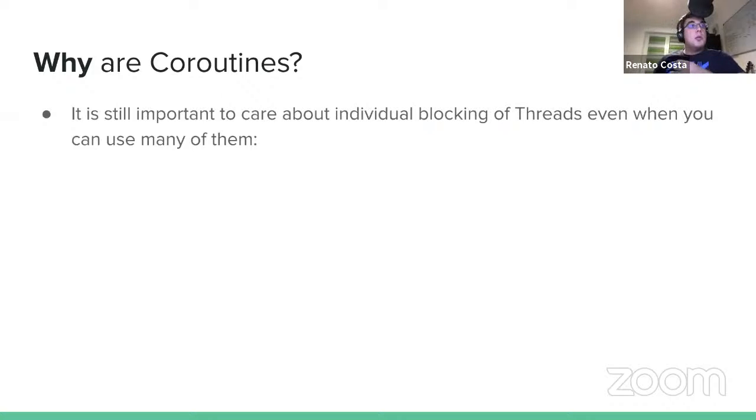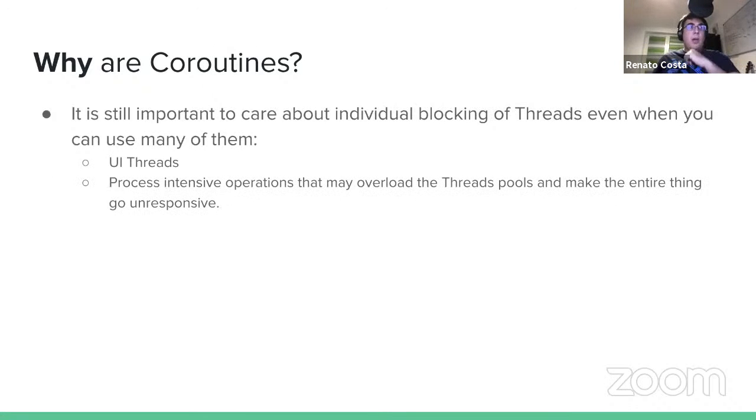Nowadays, it's very important to care about blocking of individual threads. So think with me, if we have an application, the application has so many threads, there's only so many resources you can use. You have to think before you stop something to wait for a response on that thread. And this has been a classic problem in our field for a long time. You have, for instance, UI threads when you're doing Android. You can't update the UI if you're not on the proper thread. You have process-intensive operations that can overwhelm thread pools, making the entire thing go unresponsive in your software.